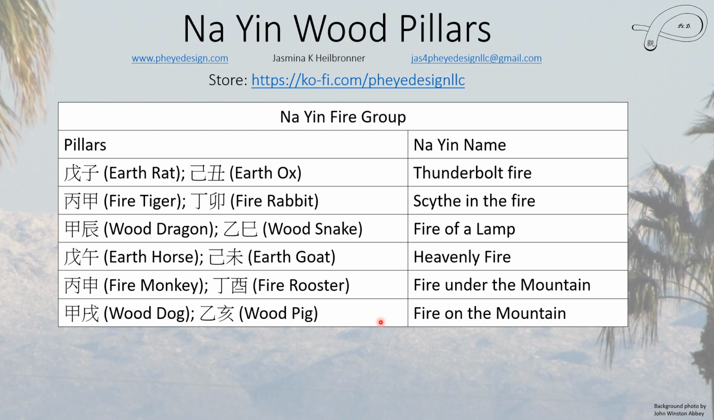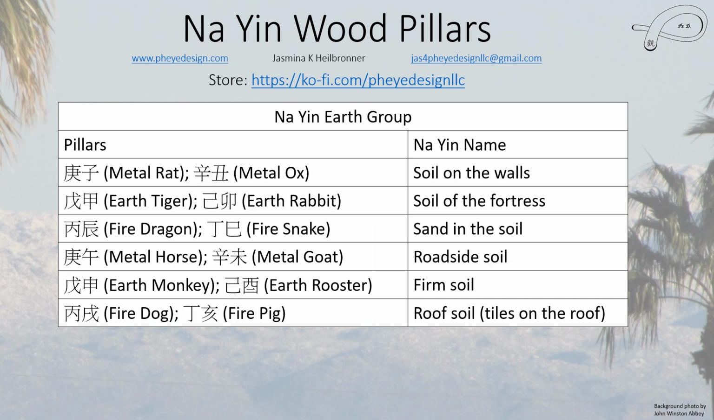Now, this is the fire group, and again, it's the same set of animal signs. And here it's earth, fire, wood, earth, fire, wood. So the pattern of the elements just repeats. And of course, these are given crazy names. Well, maybe not crazy, but let's say esoteric names. Not really quite sure what some of this means, like heavenly fire. I really don't know what that means.